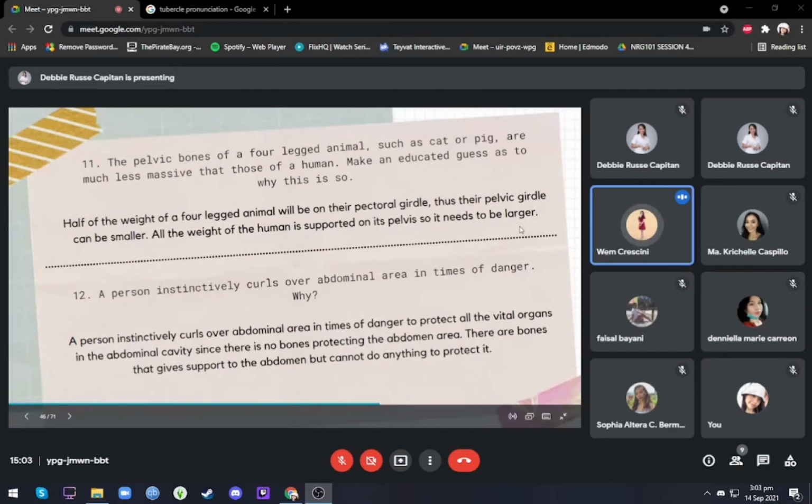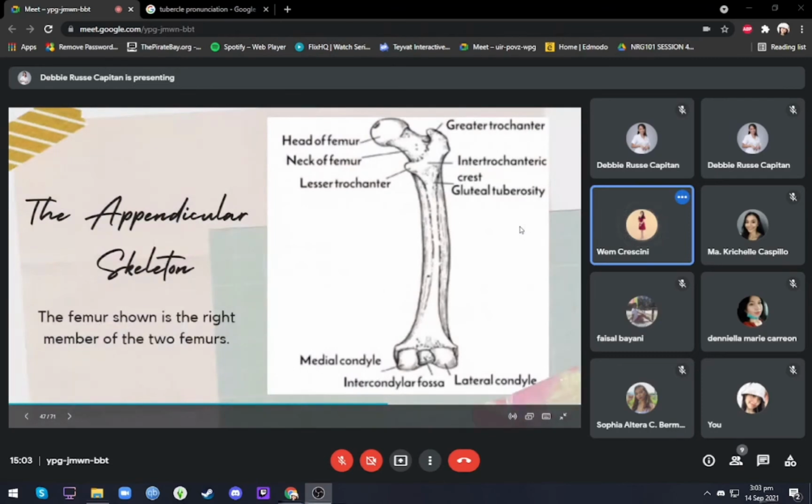Next, number 12, our last question. A person instinctively curls over the abdominal area in times of danger. Why? So our answer is, a person instinctively curls over the abdominal area in times of danger to protect all the vital organs in the abdominal cavity. Since there are no bones protecting the abdomen area, there are bones that give support to the abdomen but cannot do anything to protect it. So that is the last part of my slide. I will give the floor to Miss Daniela Carrion.